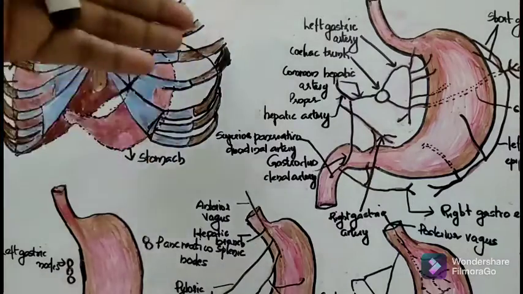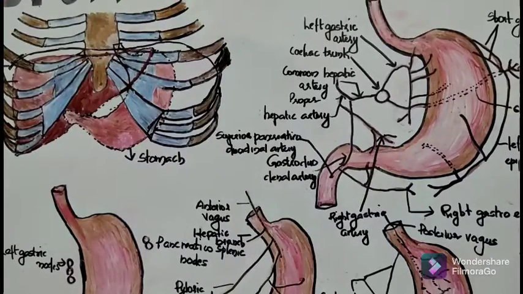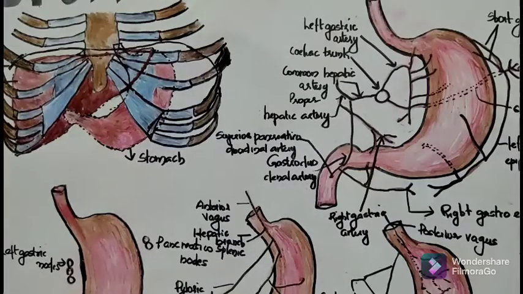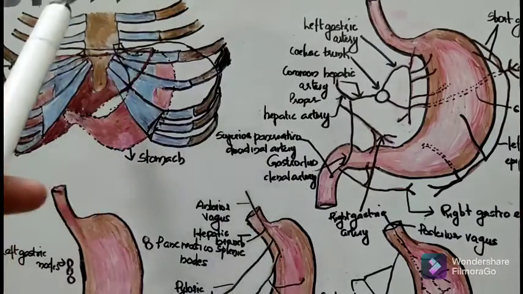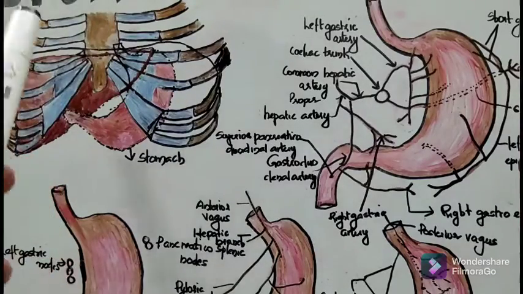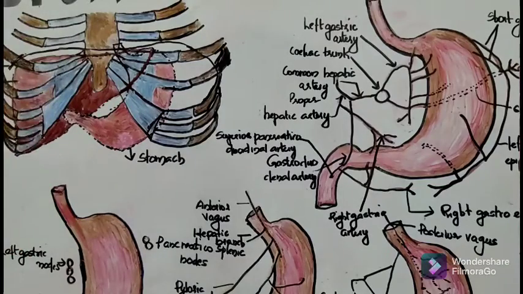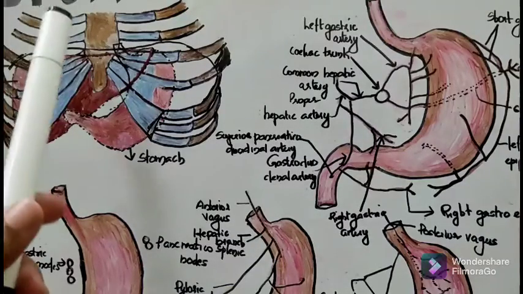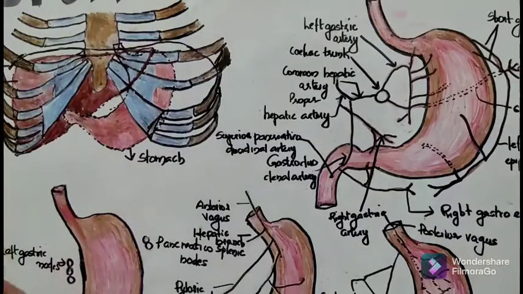There is the left kidney posterior to the stomach, and also the left suprarenal gland. It is also related to the transverse mesocolon, the splenic flexure of the colon, and the splenic artery. So it is posteriorly related to the diaphragm, left kidney, left suprarenal gland, pancreas, transverse mesocolon, splenic flexure of the colon and the splenic artery. These are the posterior relations.